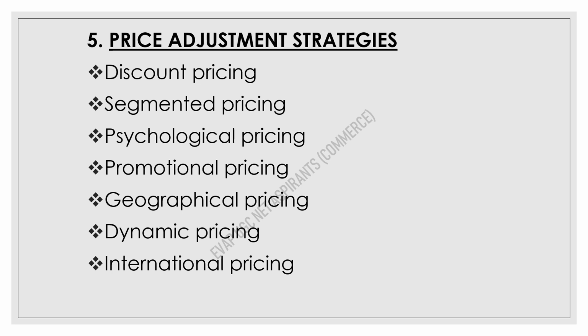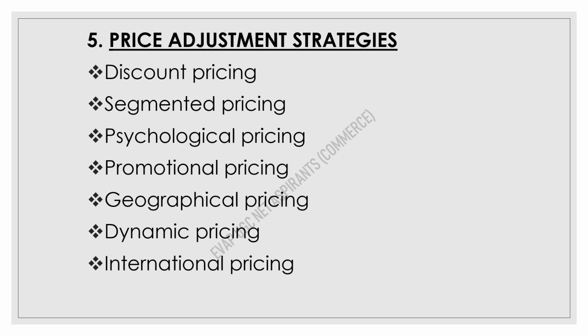So discount pricing is nothing but giving products at discounted rates, that is lesser than the fixed price. That is called discounted pricing. Next is segmented pricing. Segmented pricing is nothing but basic prices which are allowed to different customers based on the various products or locations. That is called segmented pricing.